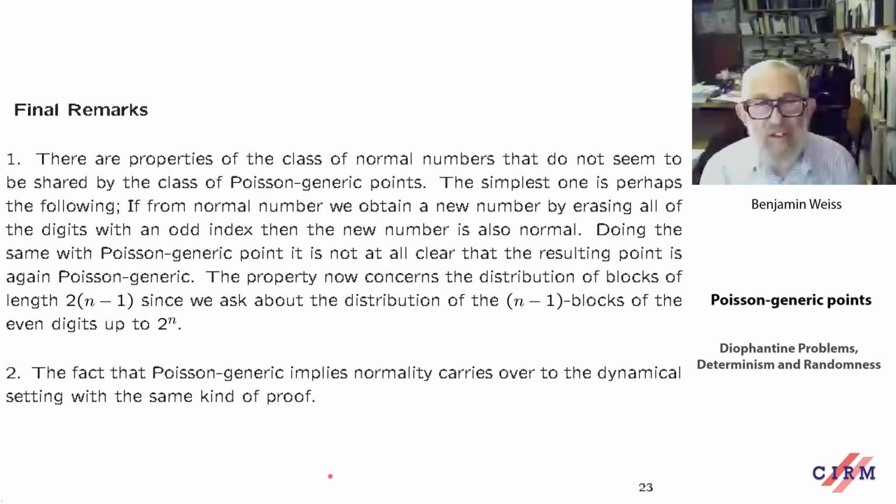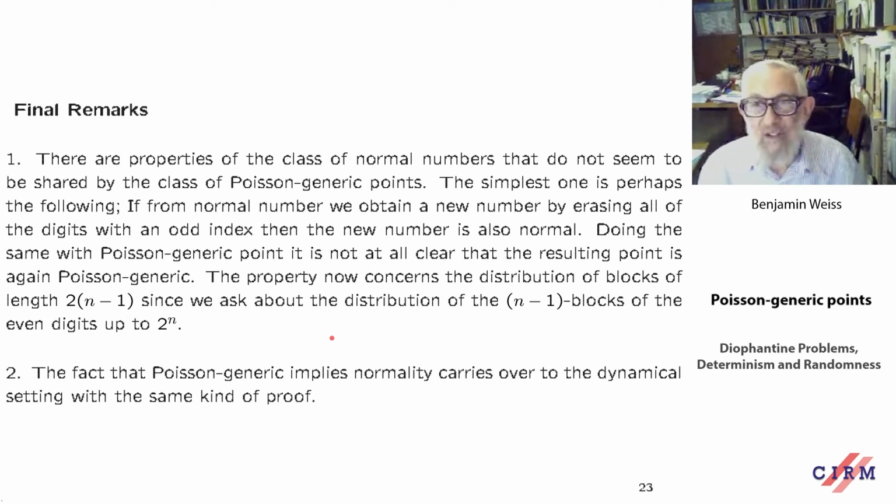So, there are properties of the class of normal numbers that do not seem to be shared by the class of Poisson-generic points. The simplest is the following. So I'm going back to discussing the connection between Poisson-generic points and normal numbers. If from a normal number you get a new one by erasing all the digits with an odd index and then contracting, so you just look at the even digits, the new number is also normal. If you do this with a Poisson-generic point, it's not at all clear that the resulting point is again Poisson-generic.